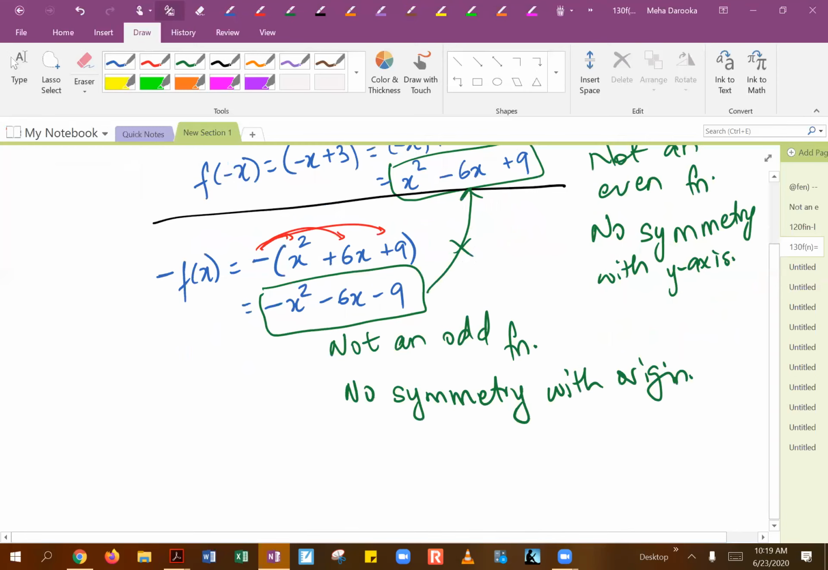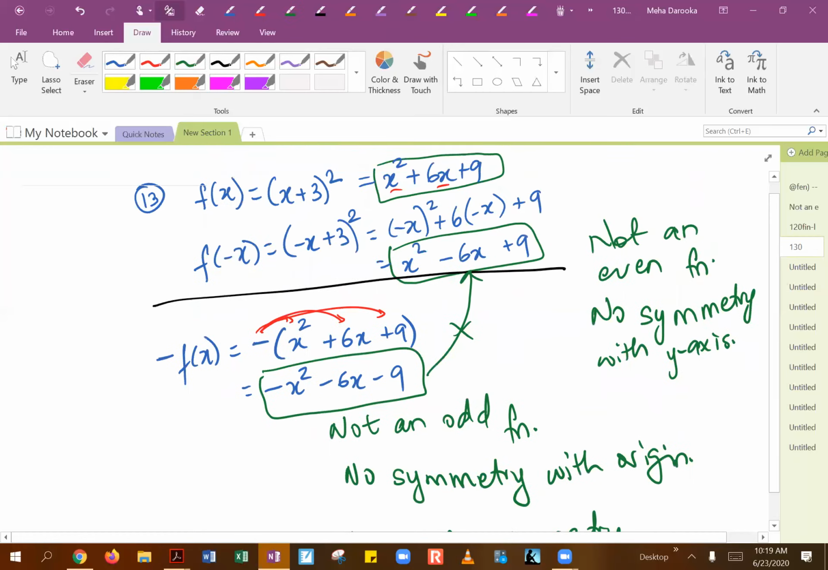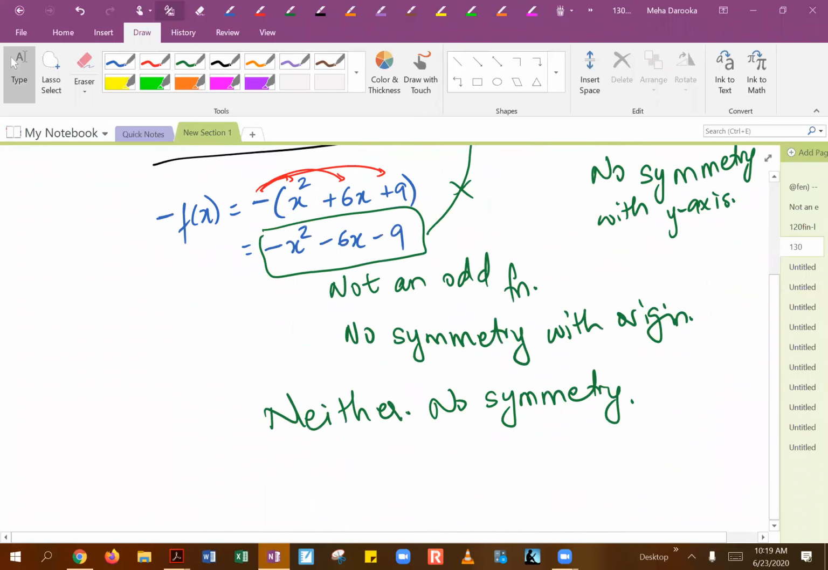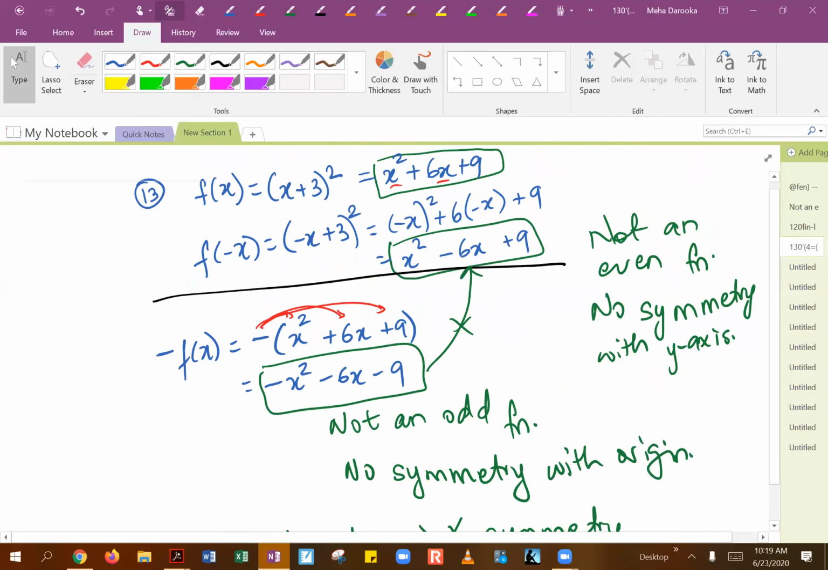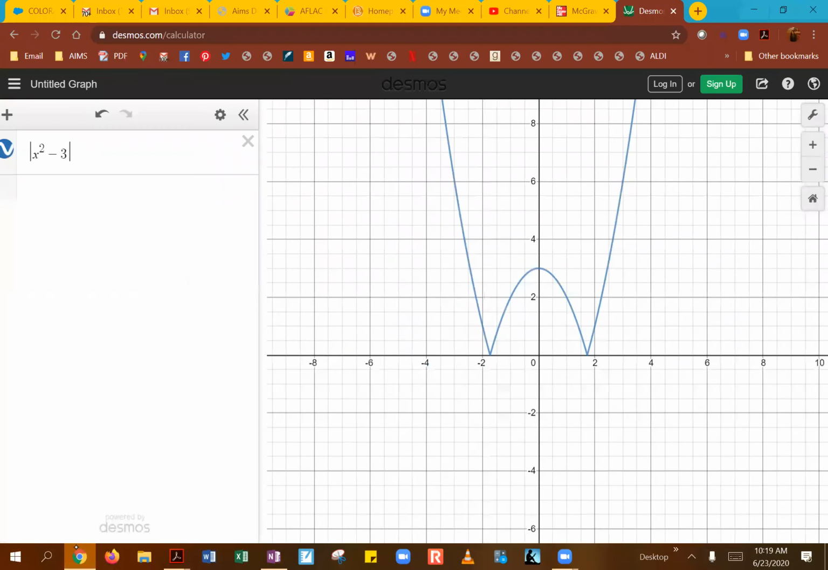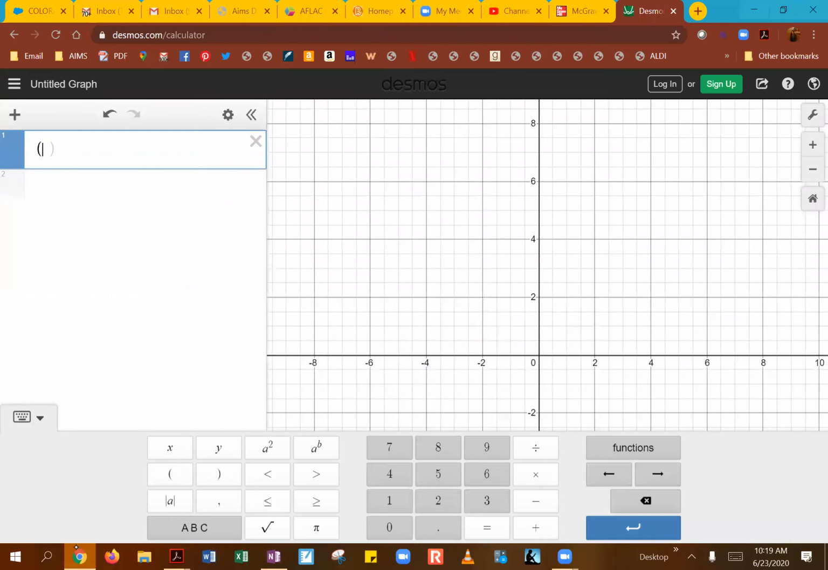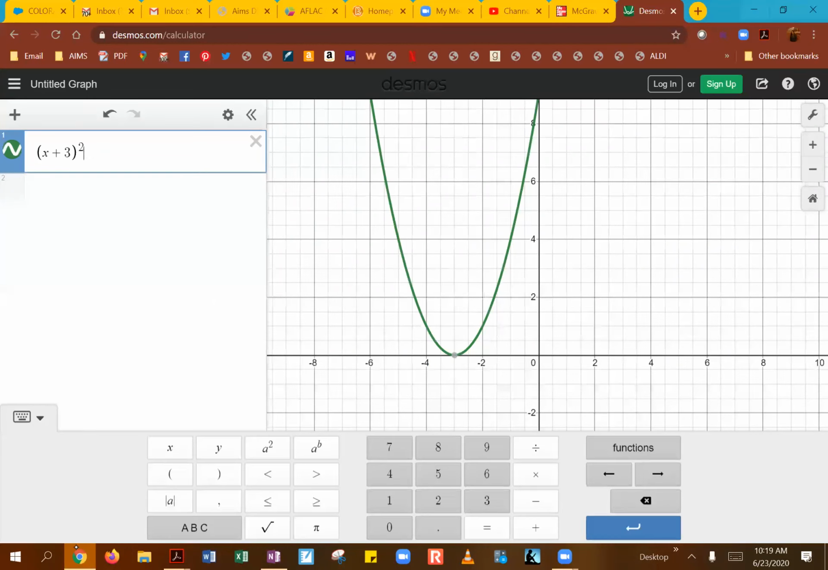So again, this one would be neither. And technically, we will actually talk about this later on. This actually does have symmetry, so I kind of don't like saying no symmetry. I'll probably just leave it at neither for right now, because technically this function does have symmetry. And let me show you what that symmetry is going to be. So you will actually have x plus 3 squared.